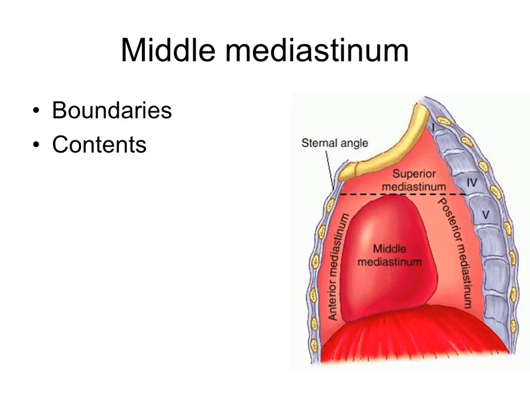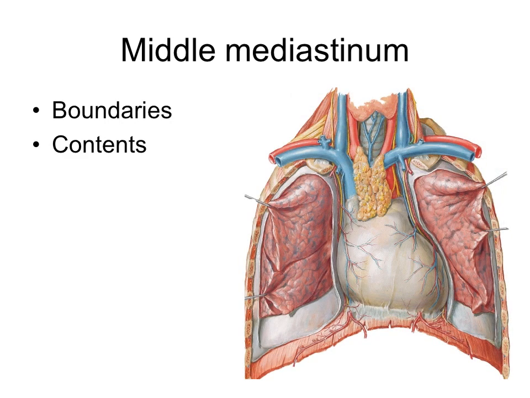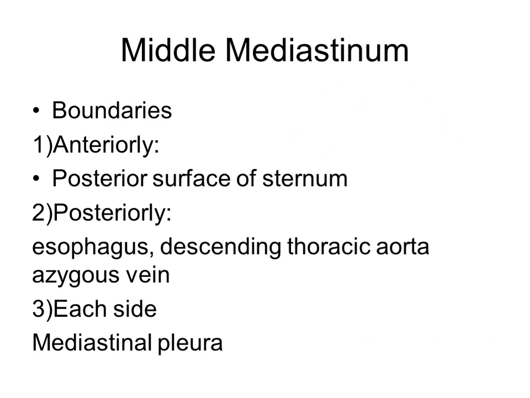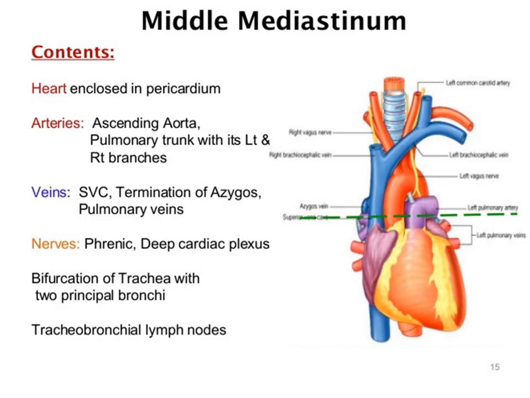Then we come to the second subdivision of inferior mediastinum, middle mediastinum. What are the boundaries of middle mediastinum? Anteriorly, it is bounded by posterior surface of sternum. Posteriorly, it has esophagus, descending thoracic aorta and azygous vein. On each side, we have mediastinal pleura. Contents are: most important viscera is heart enclosed in pericardium, along with various arteries, veins and nerves, and tracheobronchial lymph nodes.